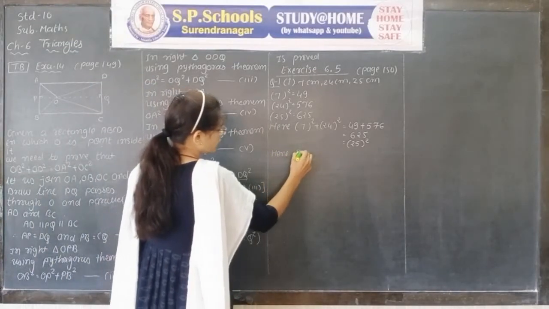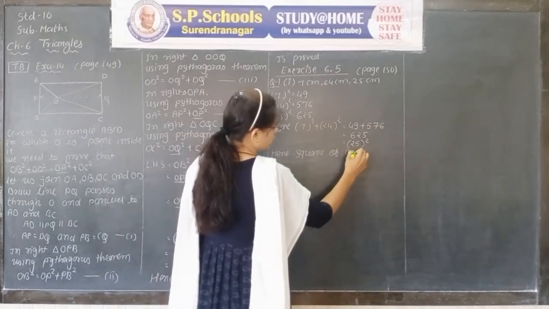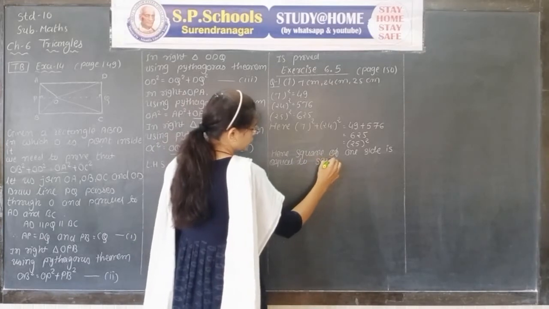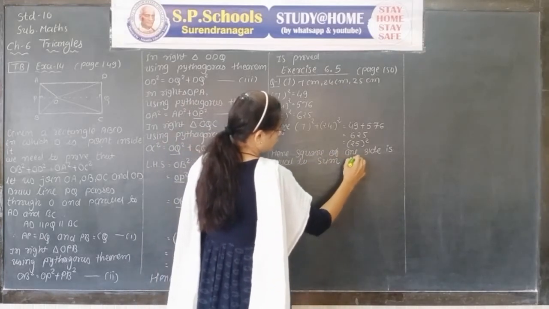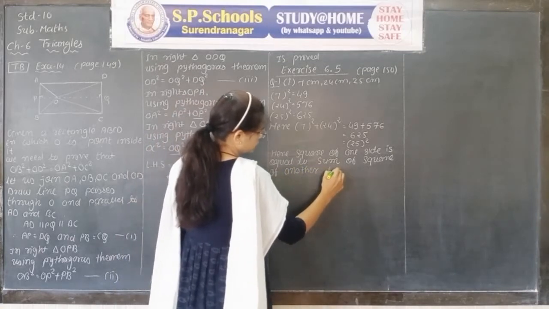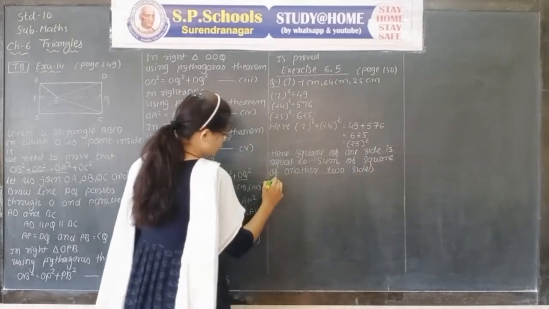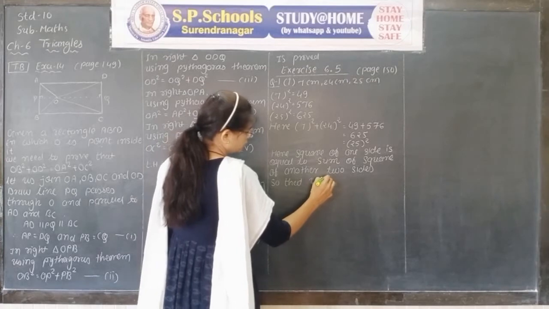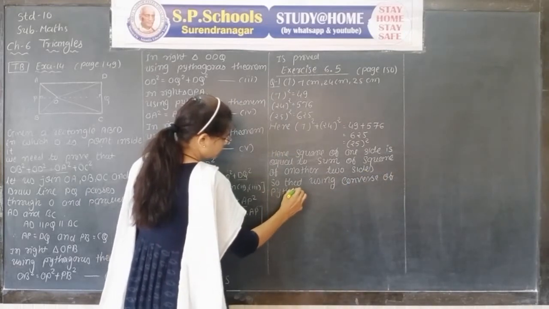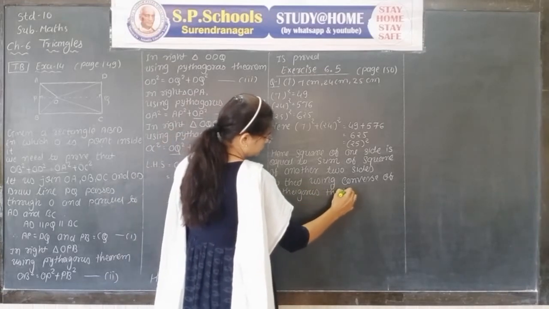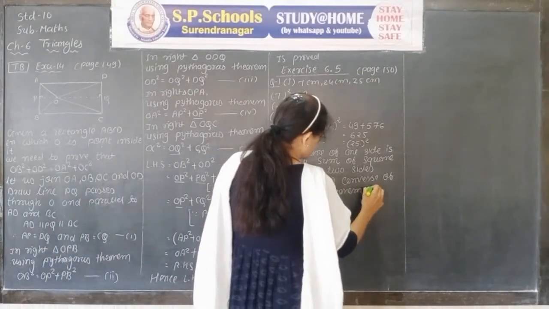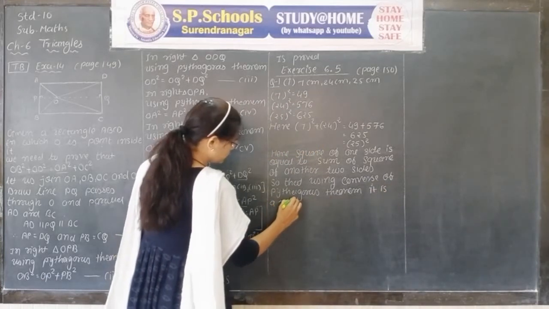Here, the square of one side is equals to the sum of the squares of the other two sides, so that using the converse of Pythagoras theorem, the given sides are of a right triangle. It is a right triangle.